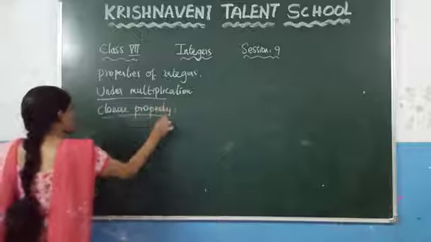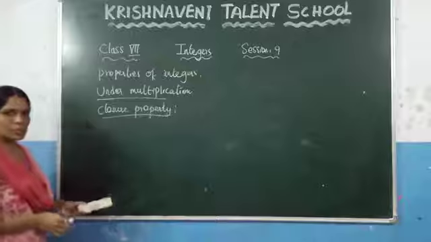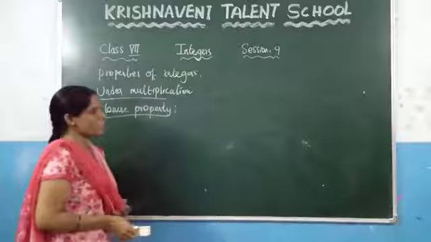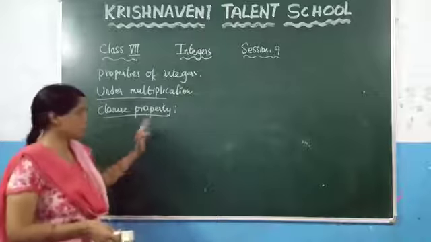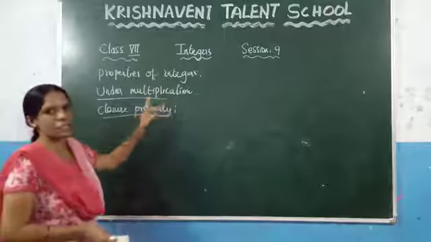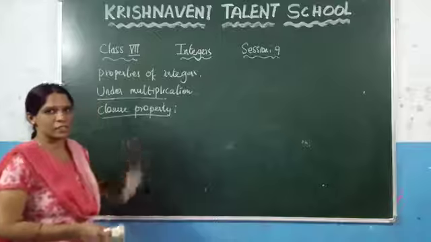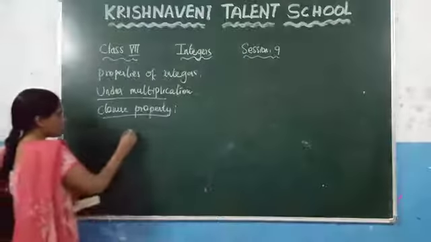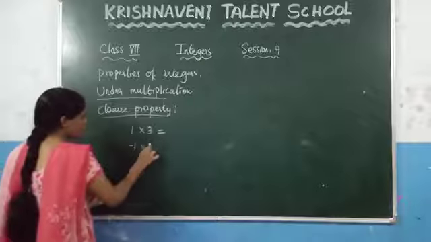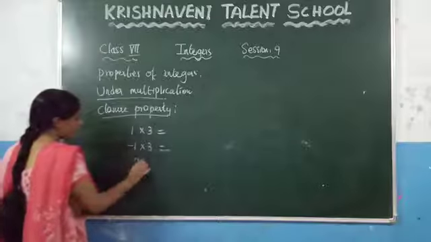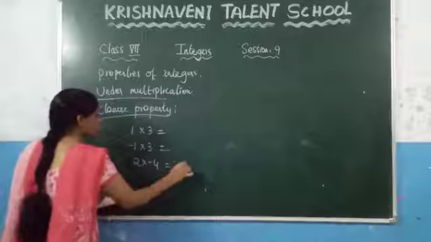What does it state? You have to consider two integers. Under addition, if you add two integers, you get a result that is also an integer. Here, if you multiply two integers, you get a result that is an integer. Consider two integers and multiply. 1 into 3, and consider minus 1 into 3. Consider 2 into minus 4. Let us solve this one.